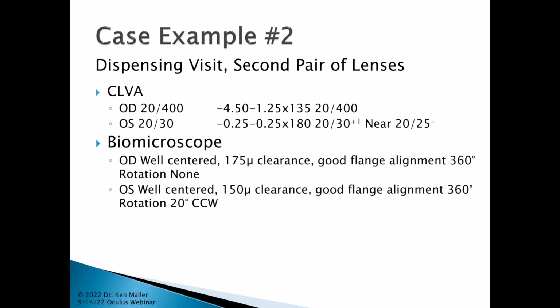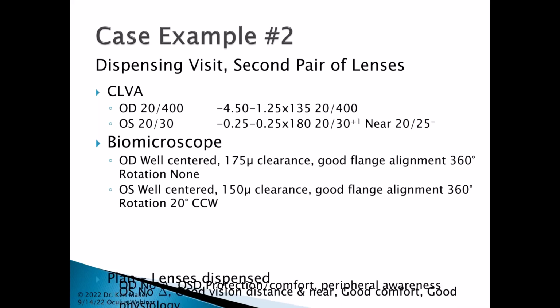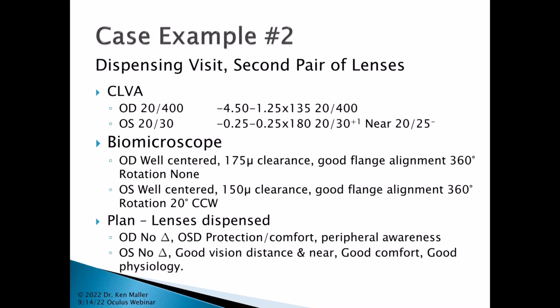Right one was well centered. Now I had some clearance centrally. The peripheral alignment was excellent, and there was no rotation. The left one was well centered, 150 microns of clearance, and the peripheral alignment was 360 degrees all the way around very nicely with 20 degrees of counterclockwise rotation. I dispensed them. The right one, no changes, basically for ocular surface disease protection, comfort, and to give her a sense of peripheral awareness on the right side of her body. That really was the only purpose of that particular lens.